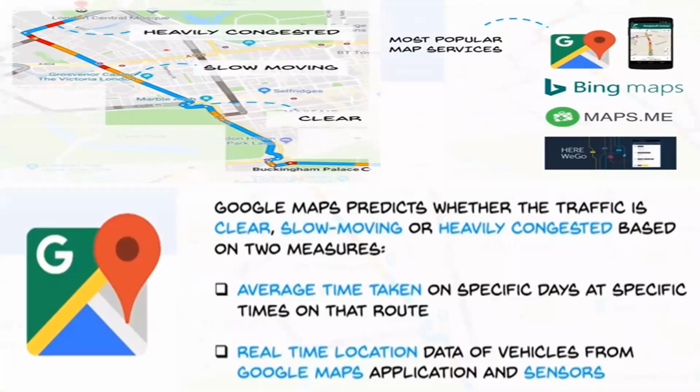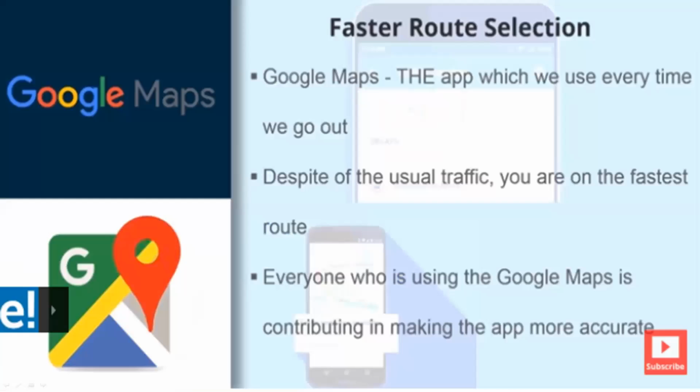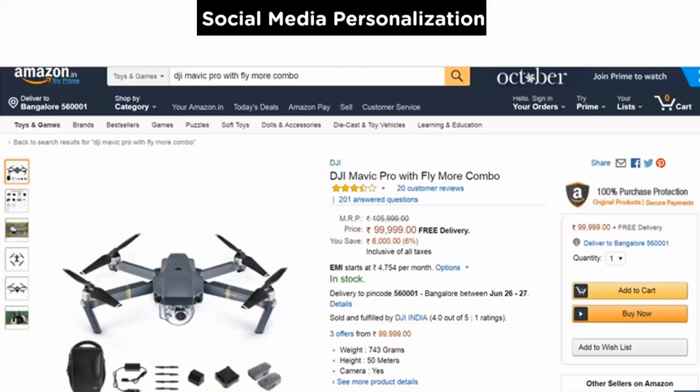There are other companies also, like Bing Map, but mostly Google Map is famous. This is the fastest route. Now, has anybody experienced this: you might have searched for some product on some website, and when you open your YouTube or Facebook, you see a similar kind of advertisement or similar product on the side of your login.